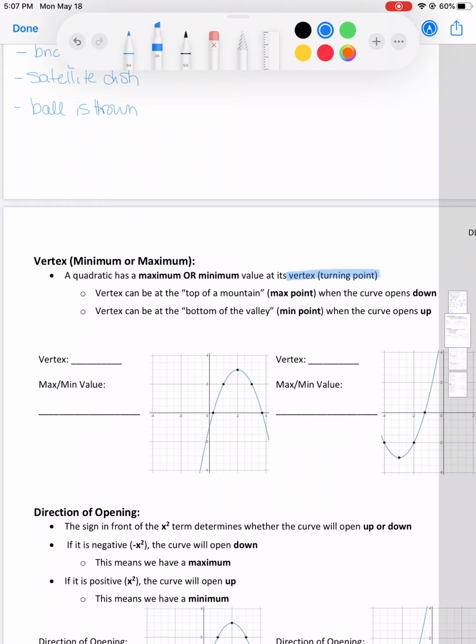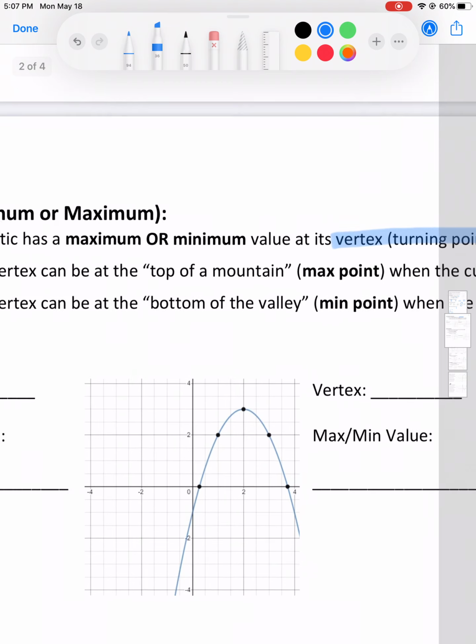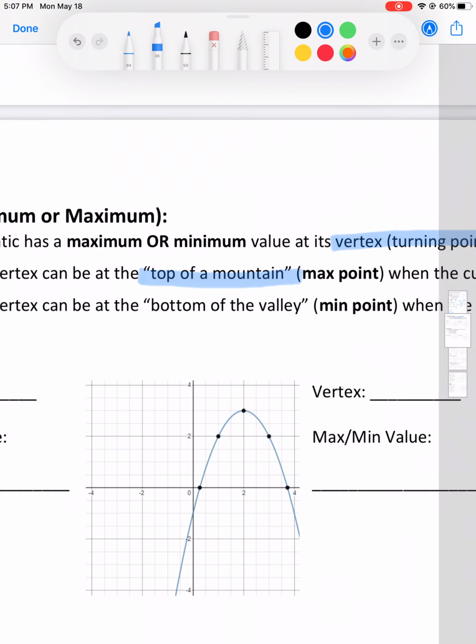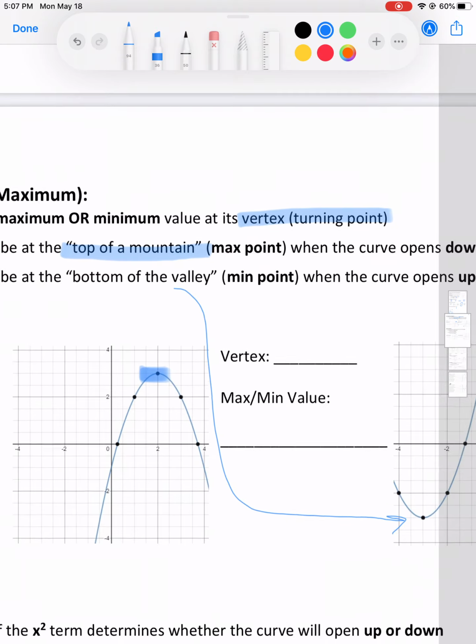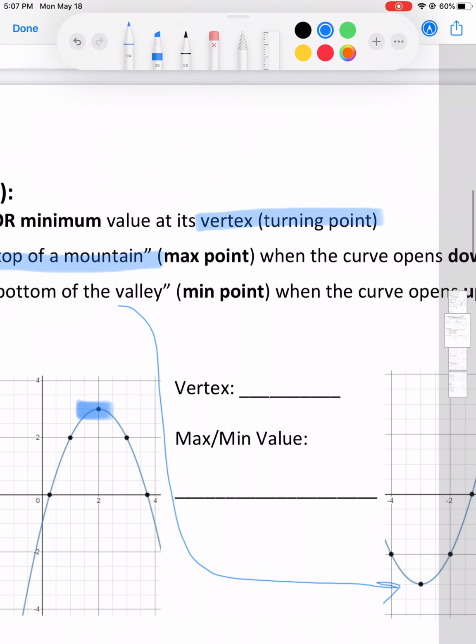It means when the line on the graph is going in a different direction. The vertex can be at the top of a mountain, like it is here, or the bottom of a valley, which it is more like this. If you think about the top of the mountain, the max point, that's the highest point it could possibly go.